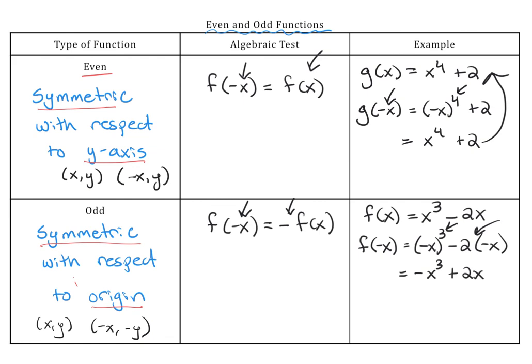Well, let's think about this. If I look back at the original, it's close. If I just factor a negative 1 out, I'll be left with x to the third minus 2x. It goes back to the original with simply a negative in front. So it does follow this. You plug in negative x and you end up equaling the original, but with a negative out in front.